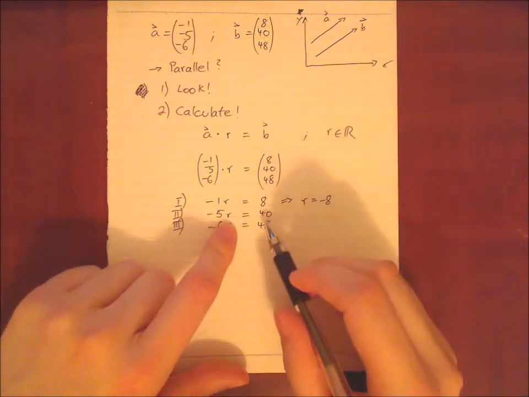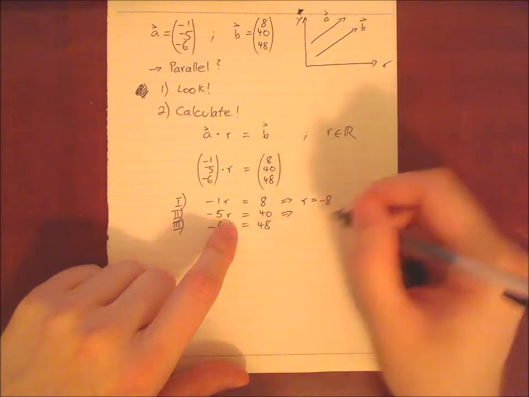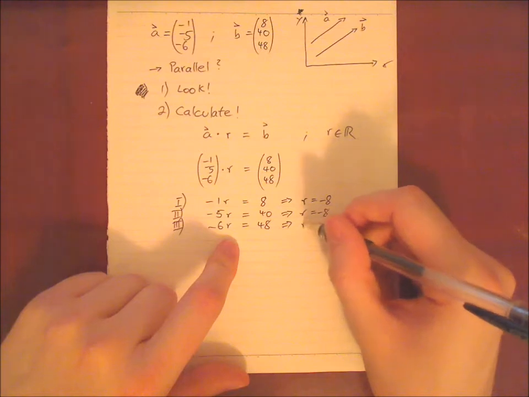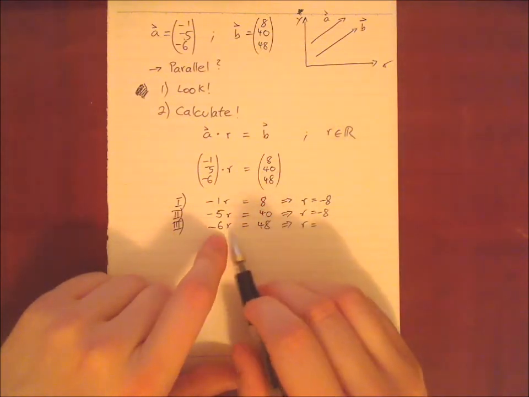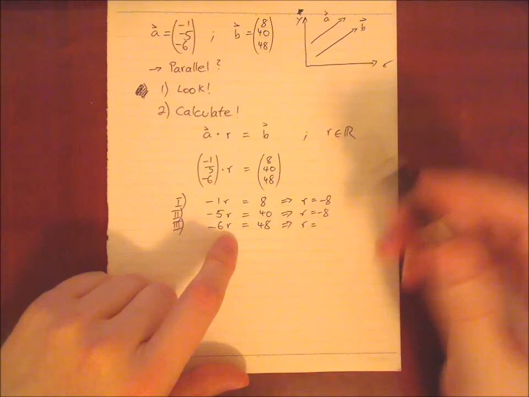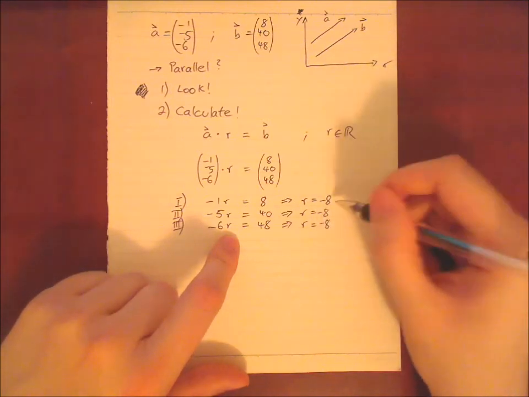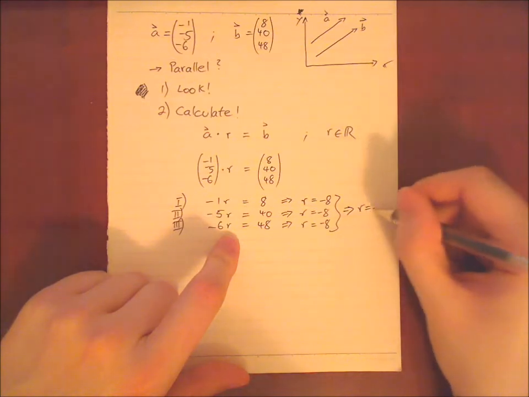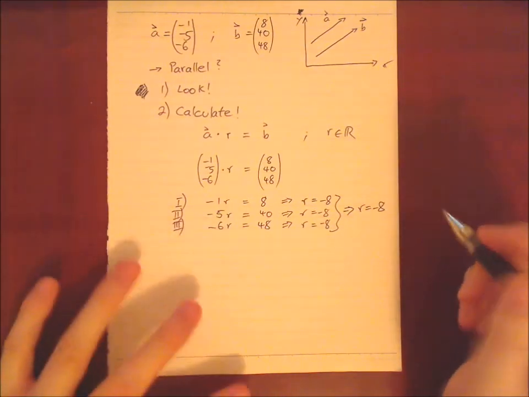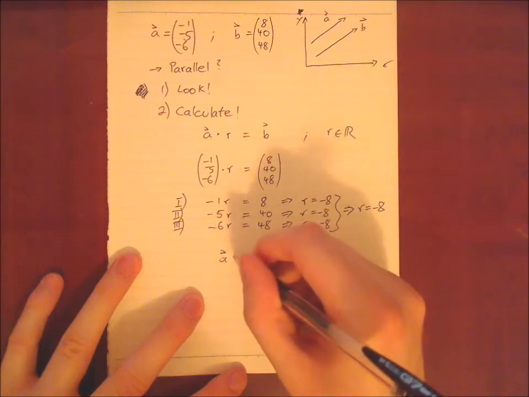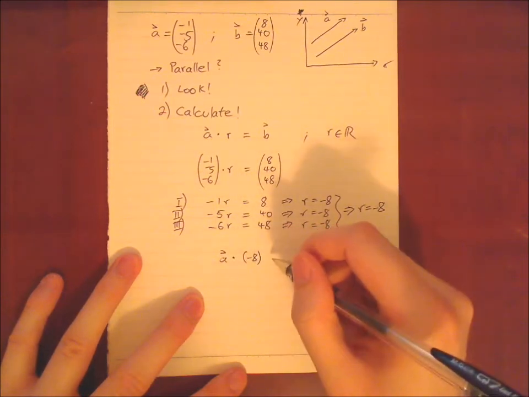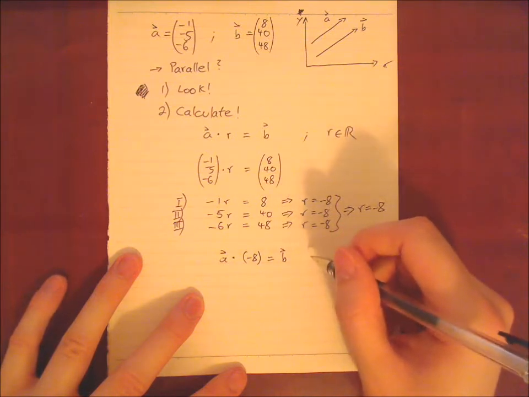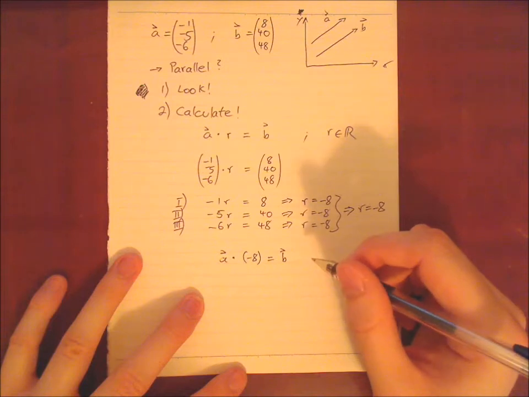And then here we can just divide by minus 5, right? And then we end up with also r is minus 8, and third case, 48 divided by minus 6, also we end up with minus 8. So we can conclude that r is minus 8. Therefore, vector a times minus 8, which is r, equals vector b. And therefore we see, okay, b is a multiple of a. We can also say a is a multiple of b, the other way around.